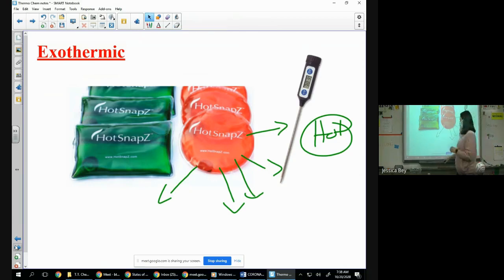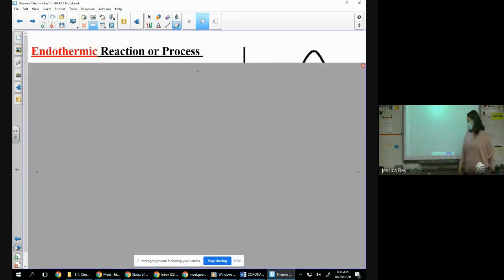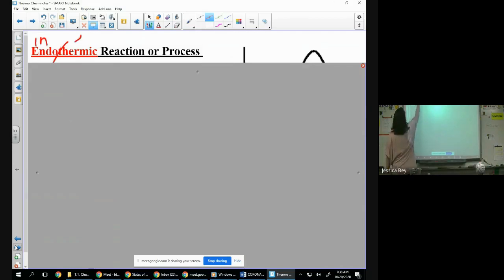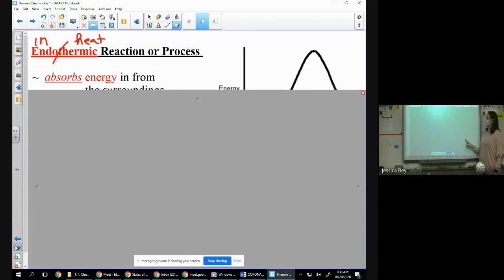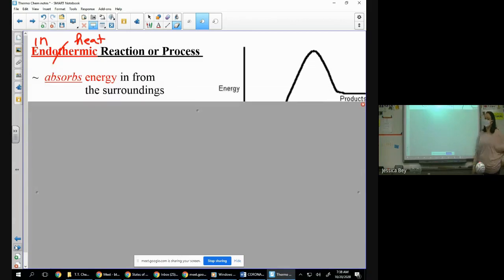Okay. All right. So let's talk about endothermic. If exo means out, endo means in heat. So your definition there is it absorbs energy from the surroundings as the reaction is processing. It absorbs energy from the surroundings.